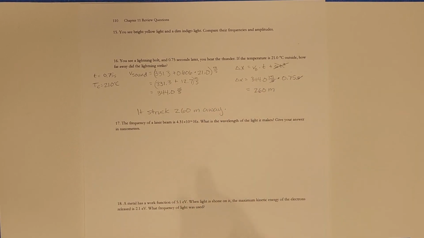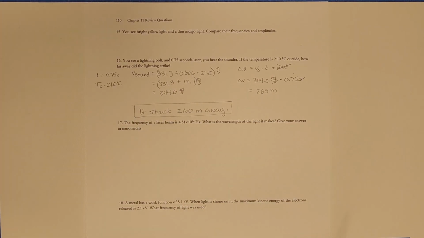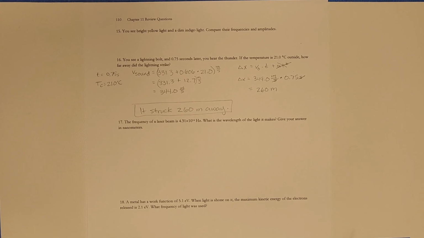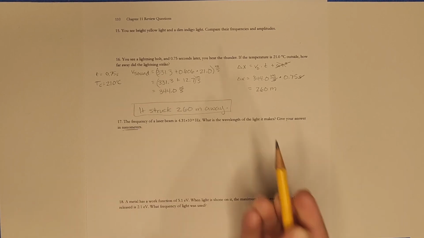away. For question 17, the frequency of a laser beam is 431 times 10 to the 14th hertz. What is the wavelength of the light it makes? And give your answer in nanometers. So that's going to be important.